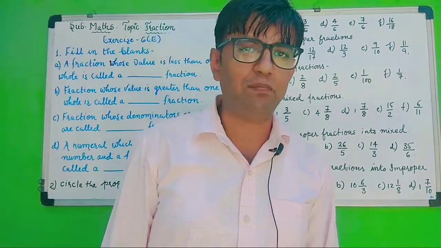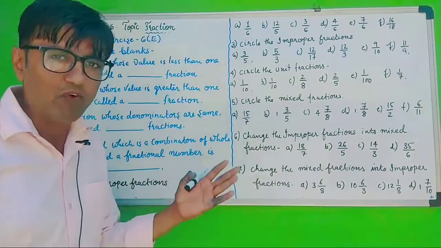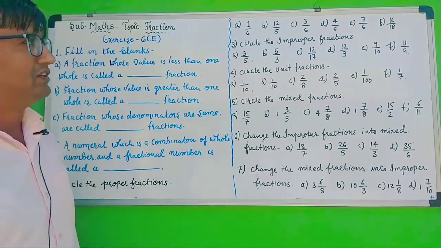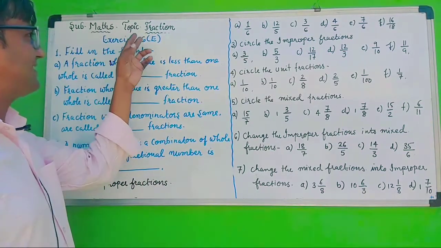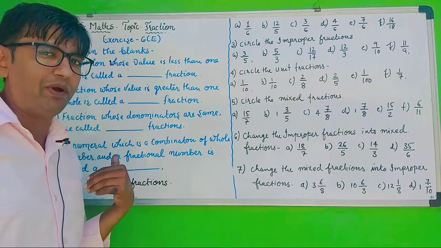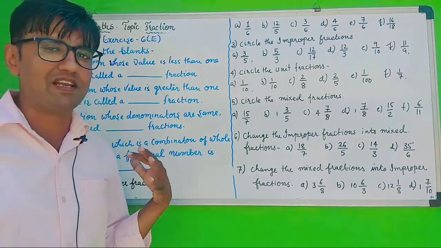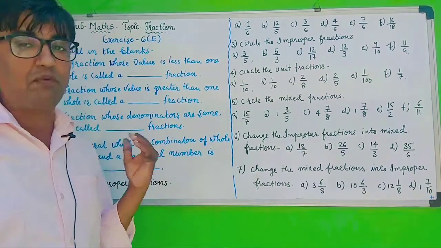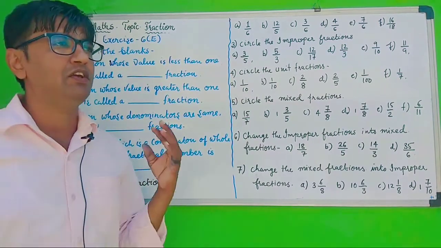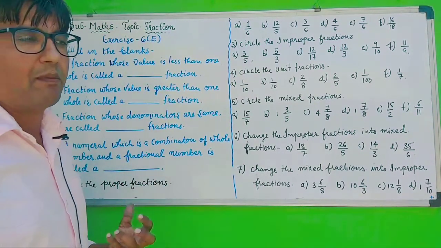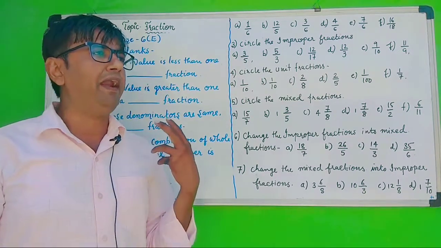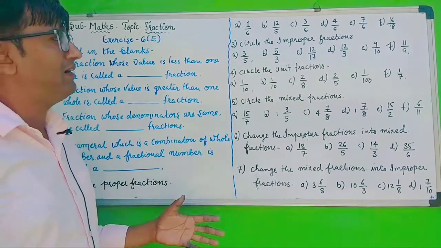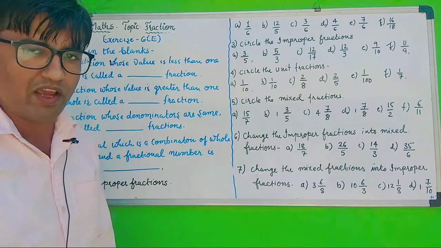Children, we are in the fraction chapter and we have learned many things about fractions. Today we are going to solve exercise 6E. Let me revise what we learned in our previous class. We learned the types of fractions: unit fractions, like fractions, unlike fractions, proper fractions, improper fractions, and mixed fractions. Based on that, we are going to solve the exercise today. Are you ready?